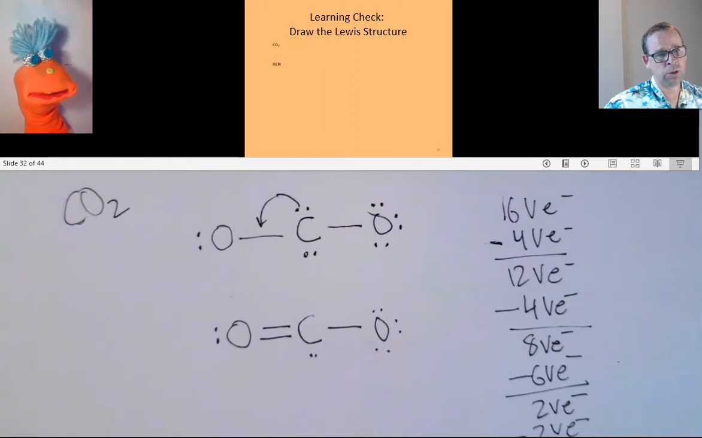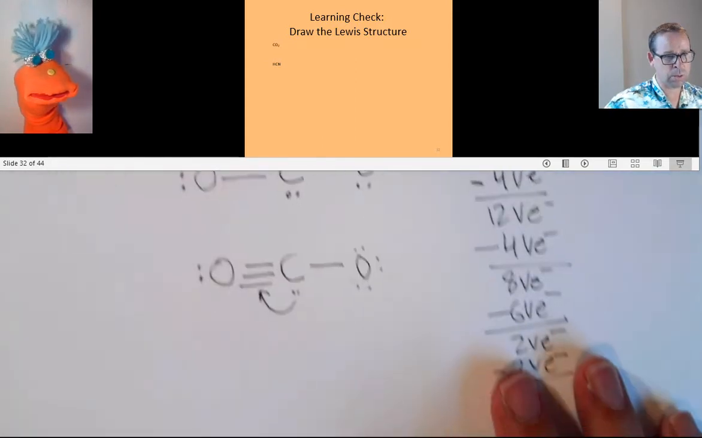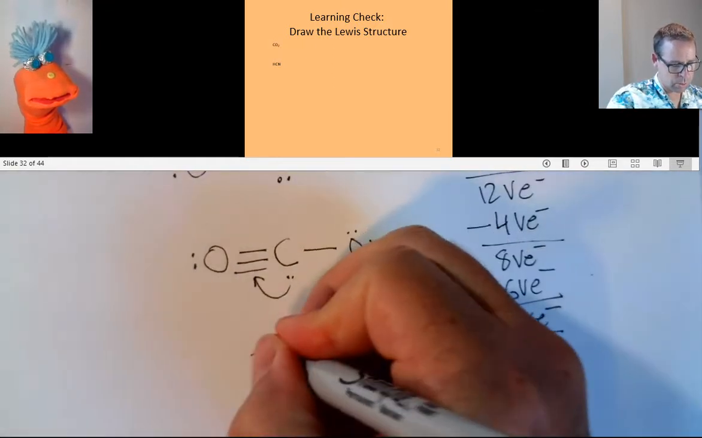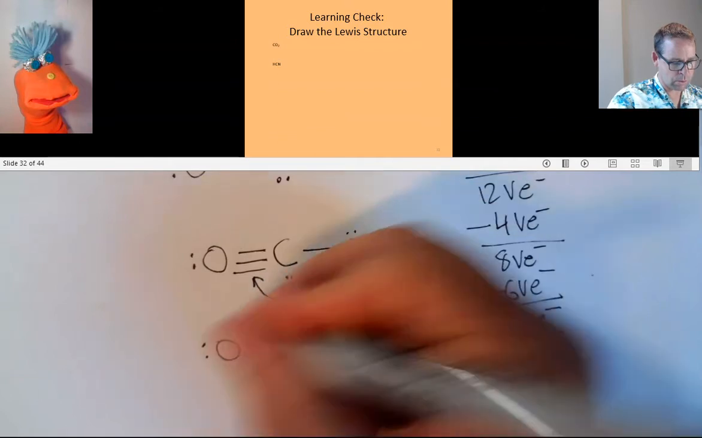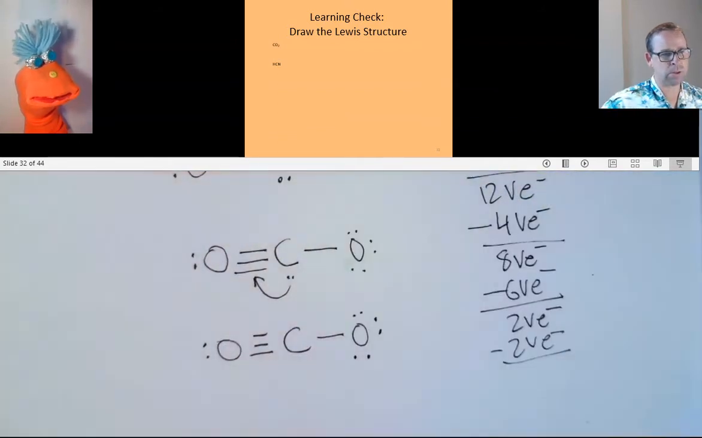No, because we need more electrons on the oxygen on the left. That's right. So what if I bring these electrons in and form a triple bond? You can do that? Sure, you can do that. Carbon, triple bond here, oxygen, right? Now, does everybody have 8 electrons available to it? Yeah, everybody has 8 electrons available to it.